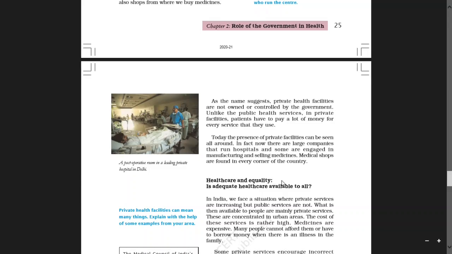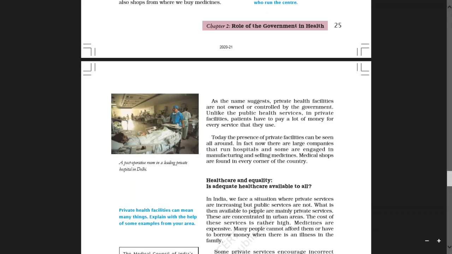Healthcare and equality. Is adequate healthcare available to all? Okay, this question asks you: is adequate, meaning enough, healthcare available to all? Is it so? In India, we face a situation where private services are increasing day by day, but public services are not increasing.